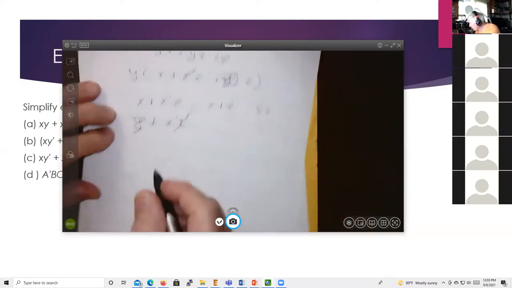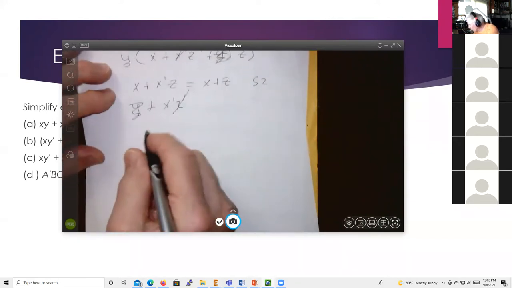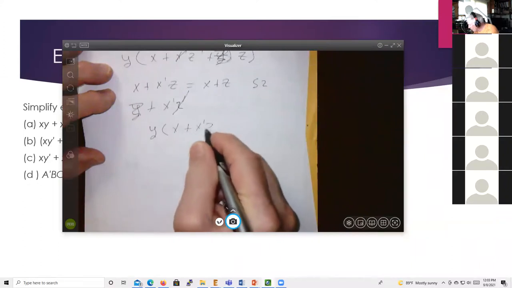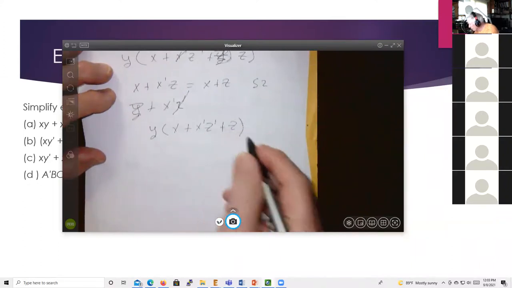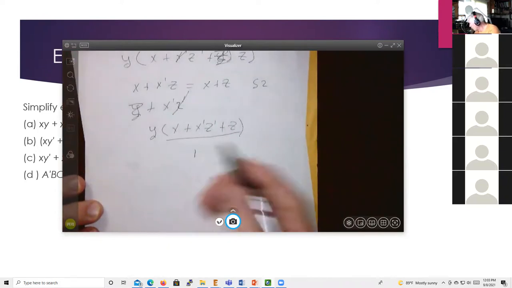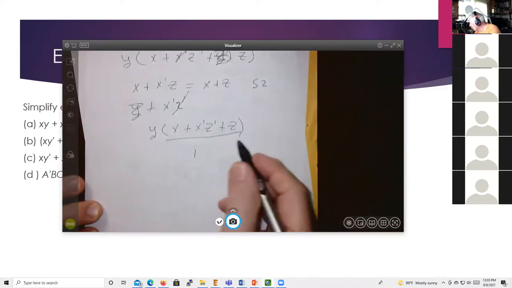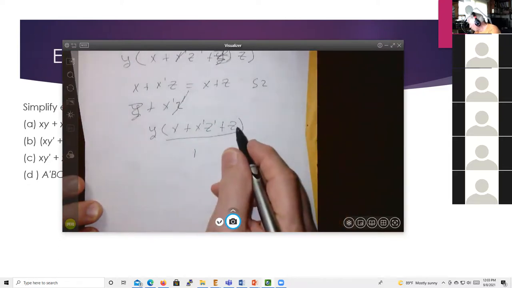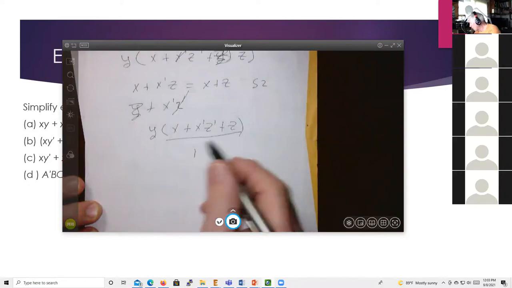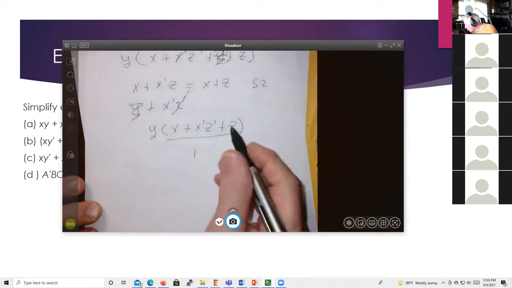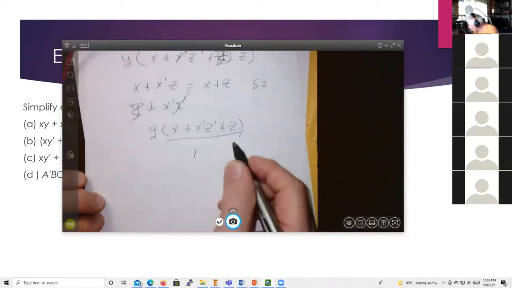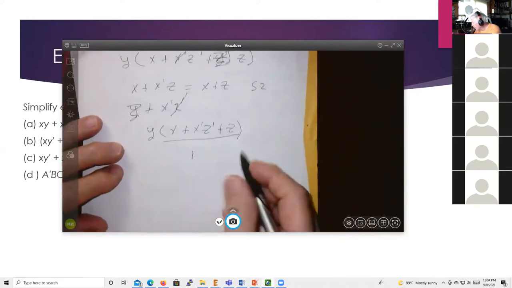But let's think about it so it makes sense to you. If you have y times (x plus x prime z prime plus z), if x is 1, then this whole thing is going to be 1 regardless of z, right? If z is 1, this whole thing is going to be 1 because it's 1 ORed with something. 1 ORed with anything is always a 1. So if x is 1, it's a 1. If z is 1, it's a 1. So now we have 4 cases.